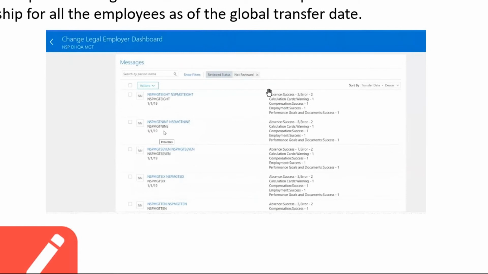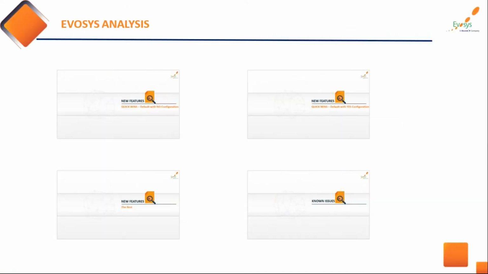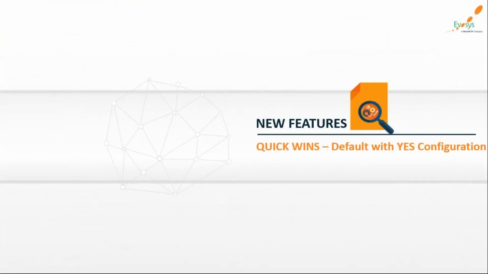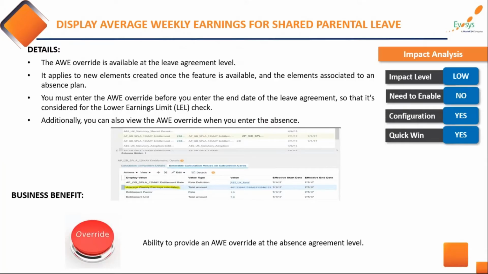And then you also see what is the success factor, absence success, calculation cards, compensation. So it gives you in detail for each and every person. That's about quick wins, which are default and require no configuration. So let's move into ones which require minor configurations.